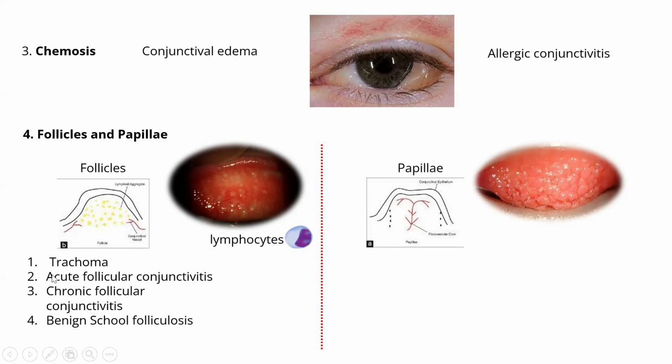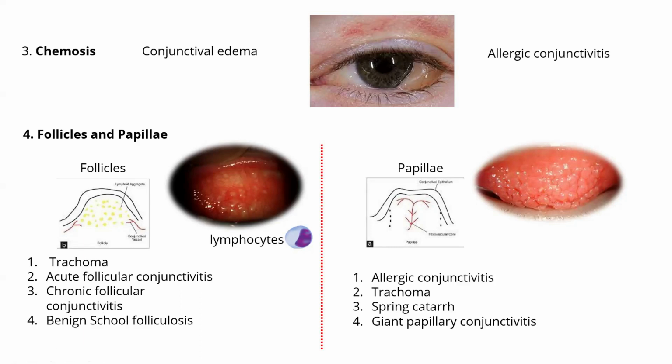What are the causes of follicles? It could be trachoma, acute follicular conjunctivitis, which can be either bacterial or viral, chronic follicular conjunctivitis, or benign folliculosis. In papillae, most often seen in allergic conjunctivitis, but of course they can also be seen in trachoma, vernal keratoconjunctivitis or spring catarrh, giant papillary conjunctivitis. Usually papillae are seen most often in allergic conjunctivitis, and follicles are most often seen in infectious conditions. But of course, you can see follicles and papillae in either of the causes.